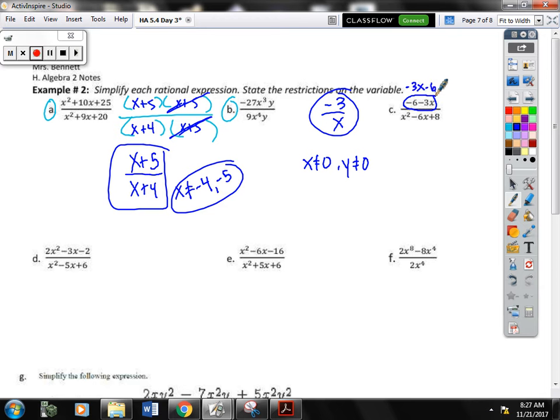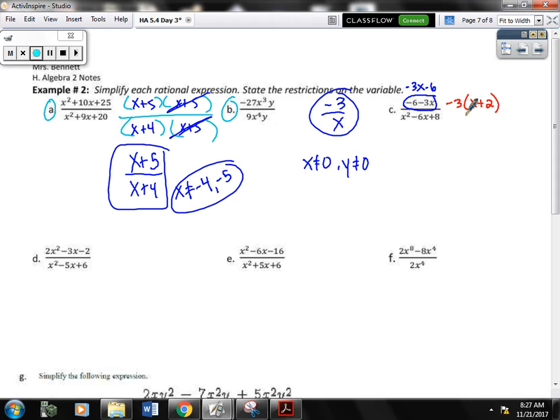Otherwise, you're not going to find common elements in the numerator and denominator. Then we could take our GCF out, which would be a negative 3. And when you do that, you will get x plus 2 inside of your binomial. Then factor your denominator. Multiply this to 8, which will be 4 and 2. And they both need to be negative.